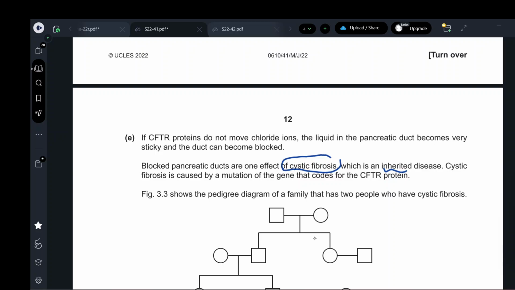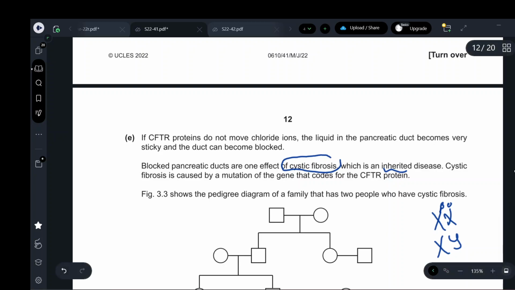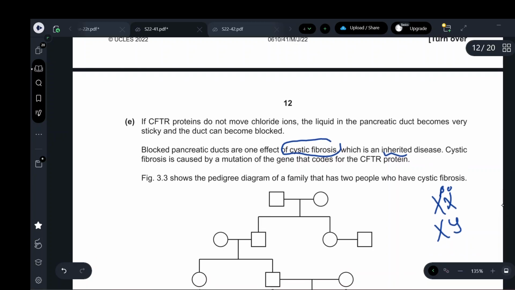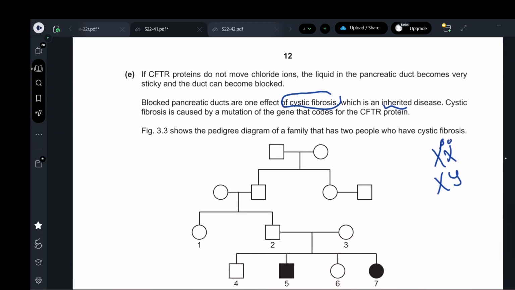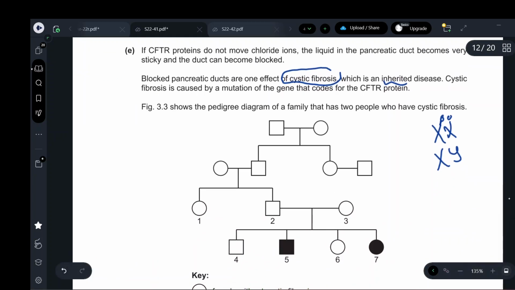Careful, he did not say that it is sex linked. It is just an inherited disease, not sex linked. So you do not have to put XX and XY and the allele on the X. No, we don't do this because this is not sex linked. It is only an inherited disease. Cystic fibrosis is caused by a mutation of the gene that codes for the CFTR proteins.